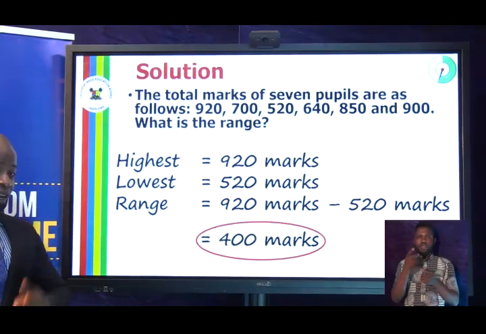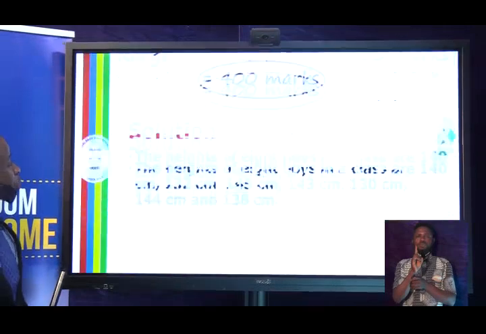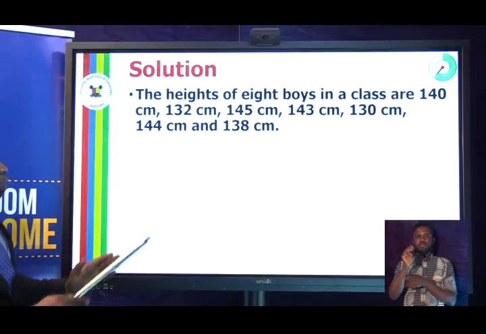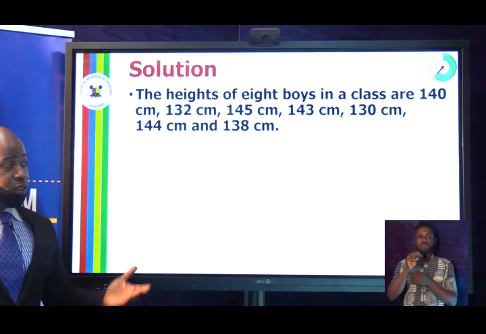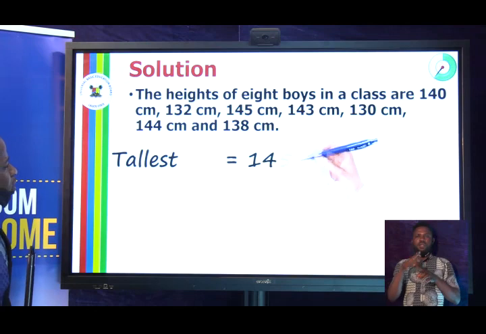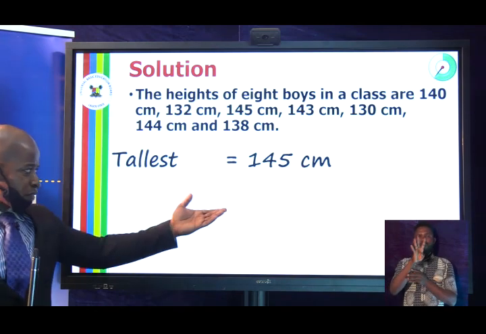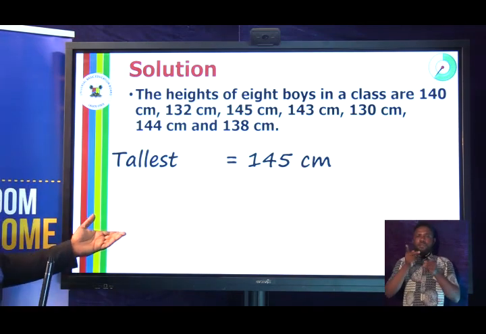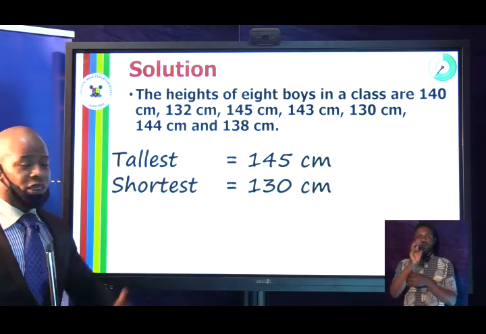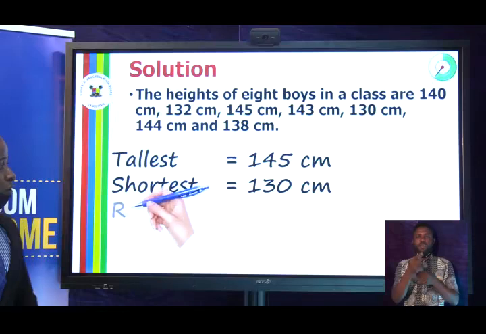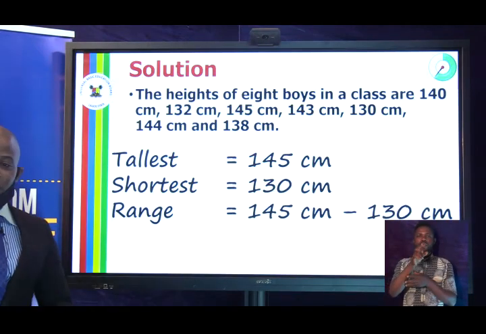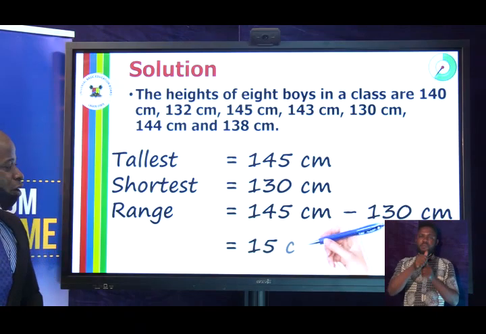Not yet, Uhuru. Let's check out the second one. The heights of 8 boys in the class are 140 centimeter, 132 centimeter, all the way to 138 centimeter. Now, who is the tallest boy in the class? The tallest that I can see here is about 145 centimeter, and the shortest person in the class is 130 centimeter.